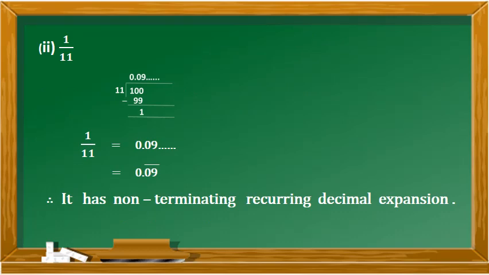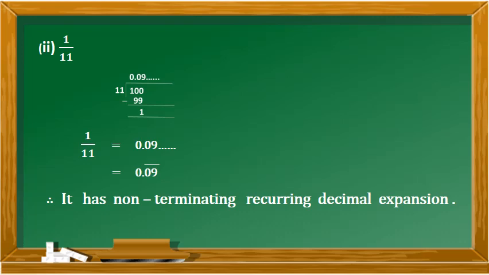Now we will do the second sum, that is 1 divided by 11. 1, the dividend, is lesser than the divisor. Put 0 point in the quotient and add a 0 to 1 such that it becomes 10. Again 10 is lesser than the divisor 11. So add a 0 after the decimal in the quotient and put a 0 to 10 such that it becomes 100. 11 divides 100 9 times, that is 11 nines are 99 and 100 minus 99 gives the remainder 1.